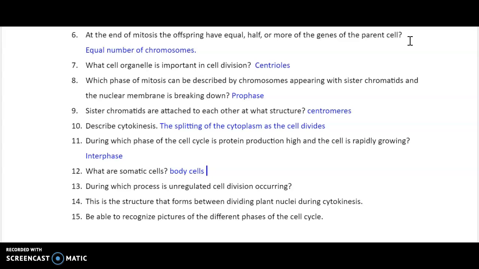Number 13, during which process is unregulated cell division occurring? If it's unregulated cell division, cells dividing out of control, they tend to make masses of cells, and if it's happening in the bone marrow, they're going to push out the good cells that need to be there. So that is called cancer. Cancer is unregulated cell division. Something's happened that the cell cycle doesn't cut off where it should. Cells are dividing out of control. That would be cancer.